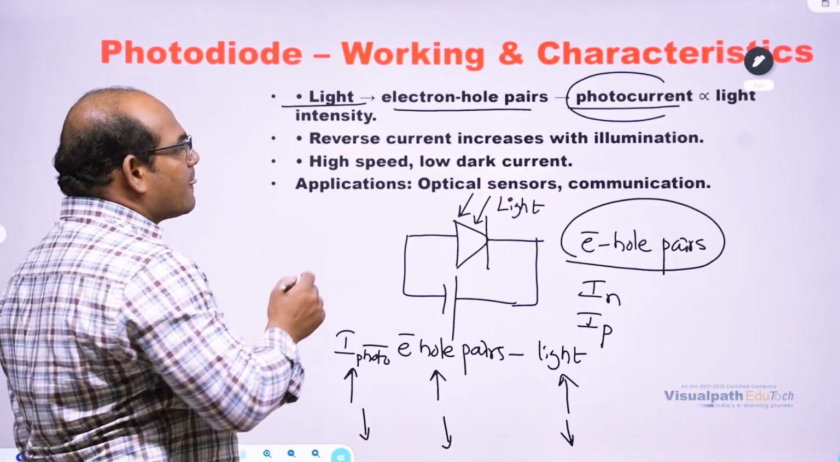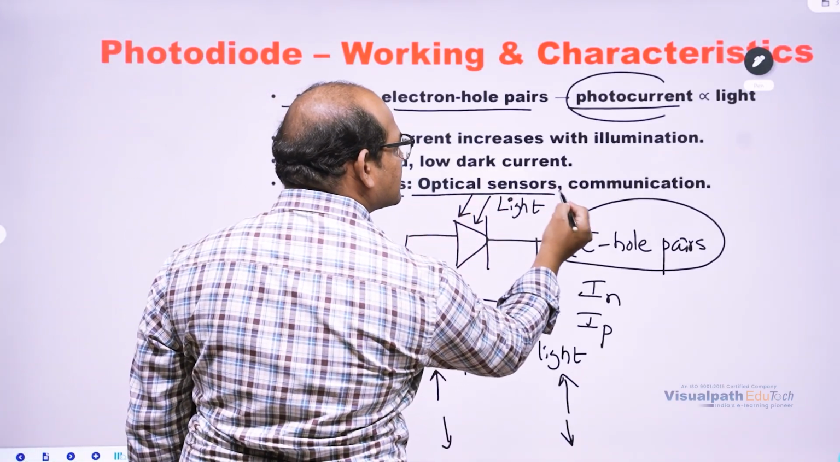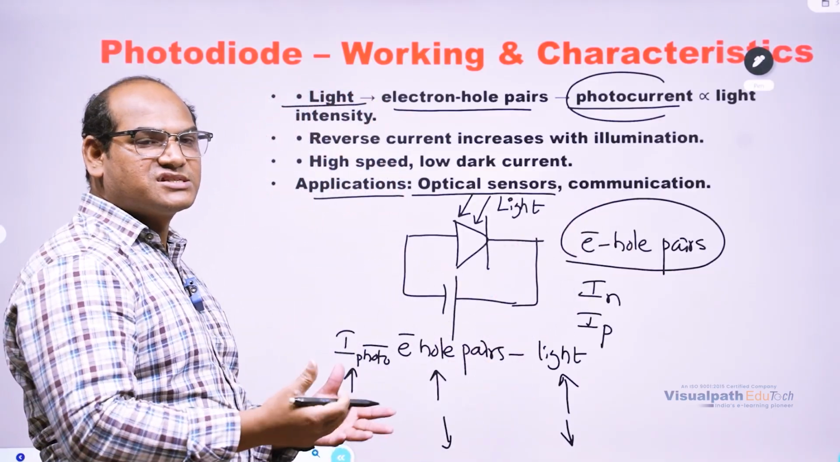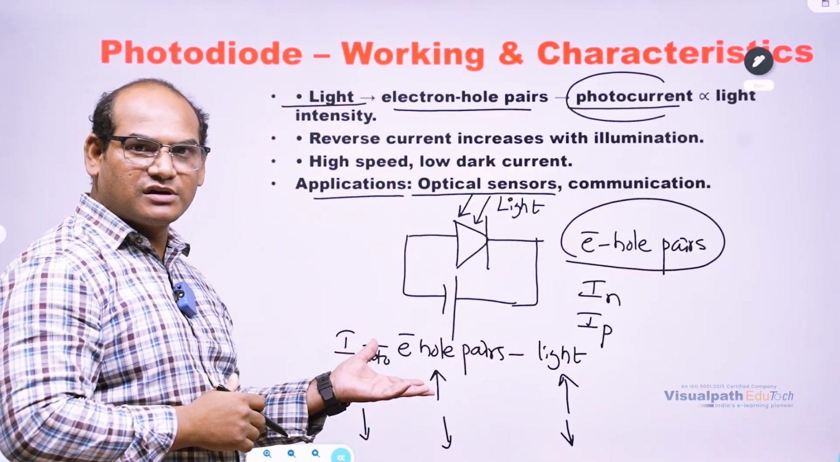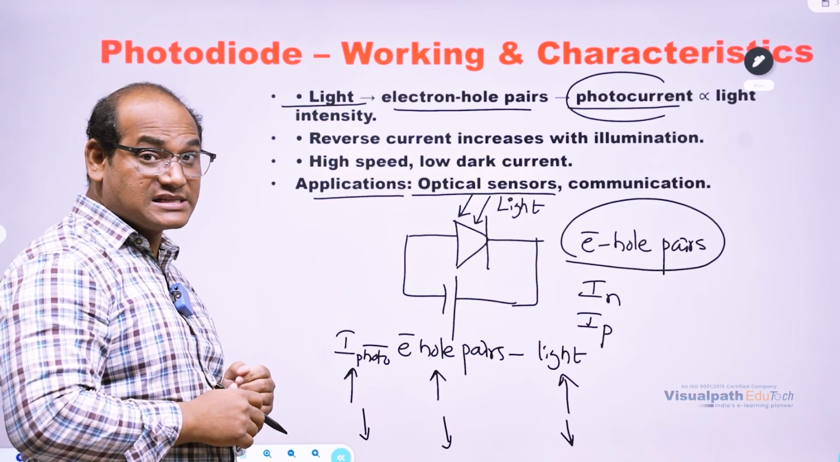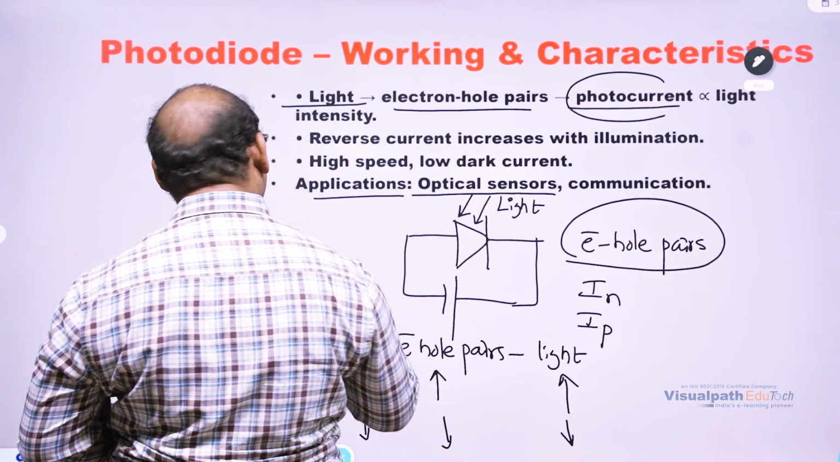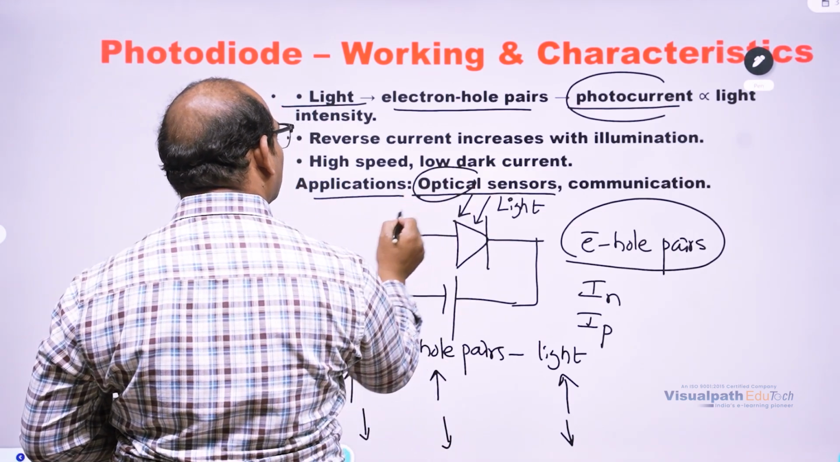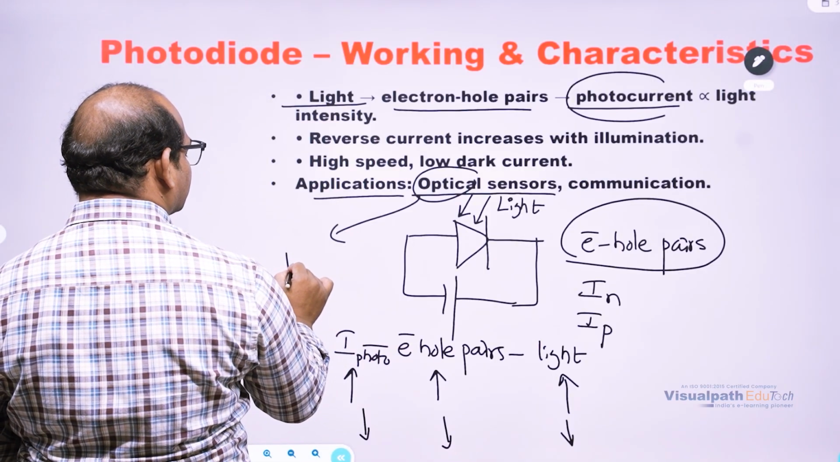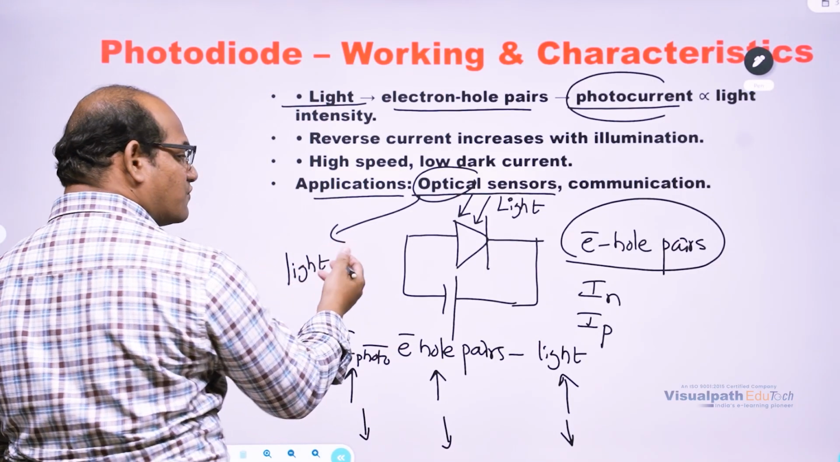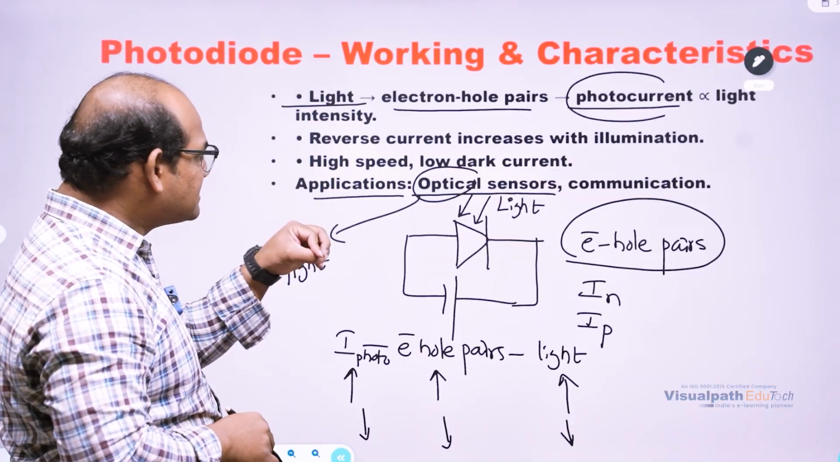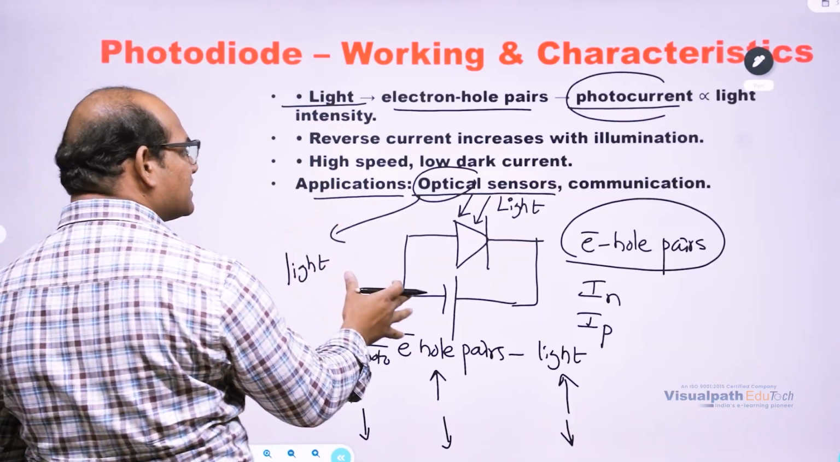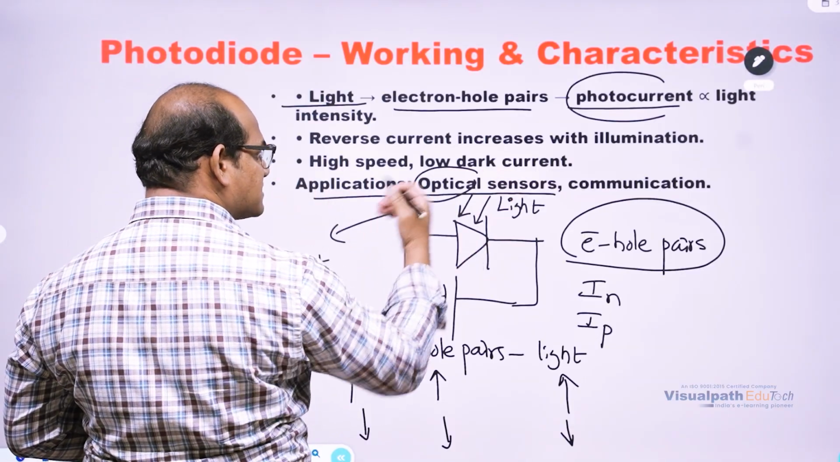Then the applications are optical sensors and communication. In the communication field we can use these photodiodes, and in optical sensors also. Wherever optical is mentioned, you can relate it to light. And we have already understood that the photodiode works based on incident light only, so we can remember that it is used in optical sensors.